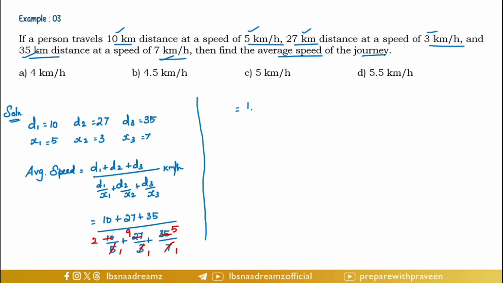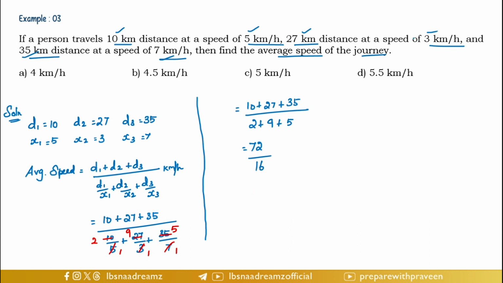Is equal to 10 plus 27 plus 35 divided by 2 plus 9 plus 5, which is equal to 10 plus 27 plus 35 is equal to 72, divided by 2 plus 9 plus 5 is equal to 16.